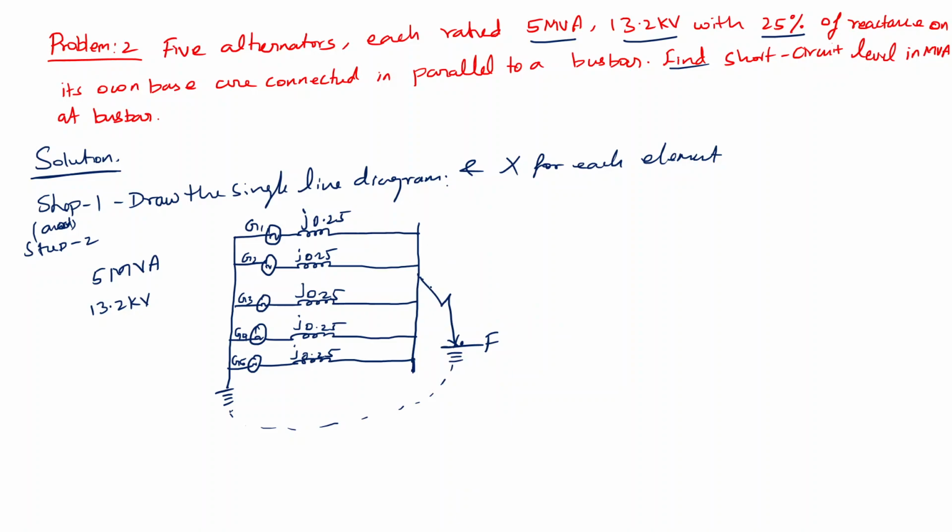Here finding the reactance value is very simple because they have given it in percentage. So the percentage maximum value will be 1 only in per unit. So for 1, what is the value? 0.25 we will get for the percentage.